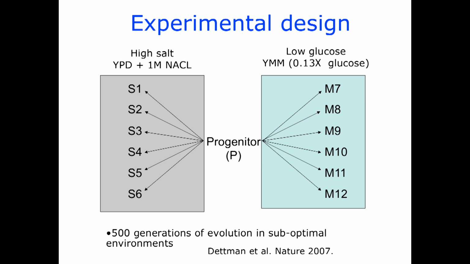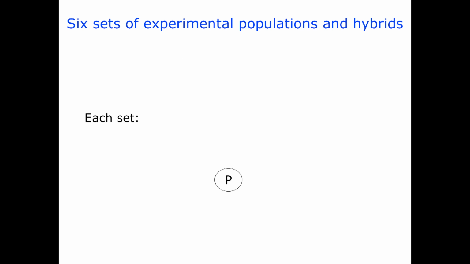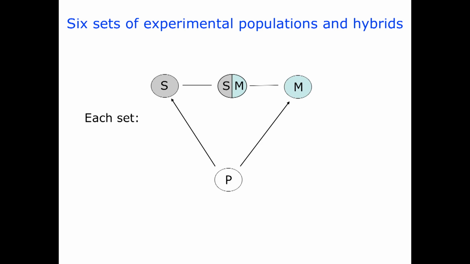This is the Detman et al. paper. It's now ancient history, but we've been mining out these populations ever since in terms of the underlying determinants of what happened. So we study these populations in sets. And here's how that happens. Start with a progenitor. We evolve a subset in high salt, low glucose, M, and now we can make the hybrids between those two.